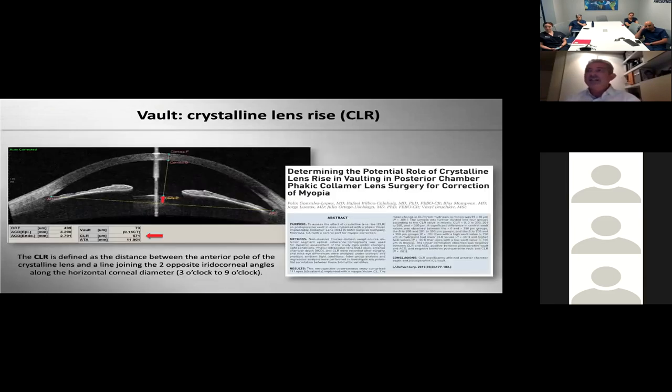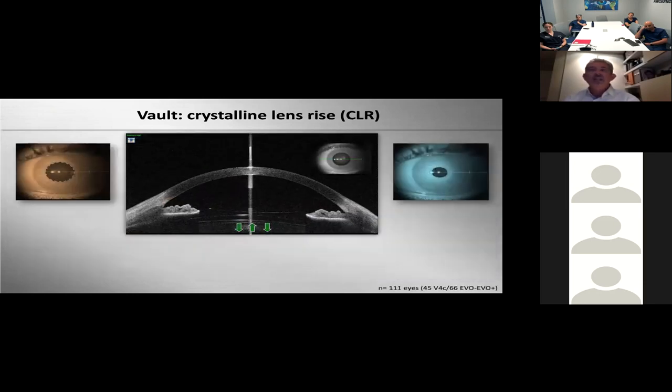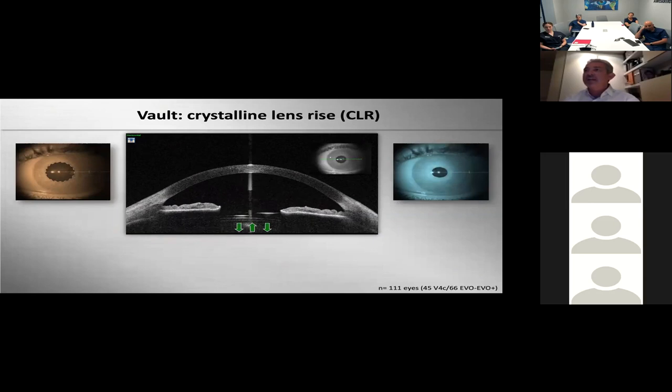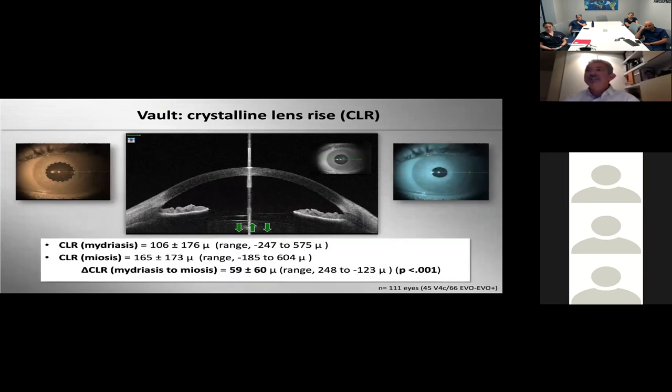We started studying the crystalline lens movement, which was the subject of a paper in the Journal of Refractive Surgery last year. Baikov in 2006 defined the crystalline lens rise as the distance between the anterior pole of the crystalline lens and the line joining the two opposite iridocorneal angles along the horizontal corneal diameter. In a series of 111 myopic eyes implanted with a central pore ICL, we observed that the mean crystalline lens rise increased from miosis to mydriasis by 59 ± 60 microns.